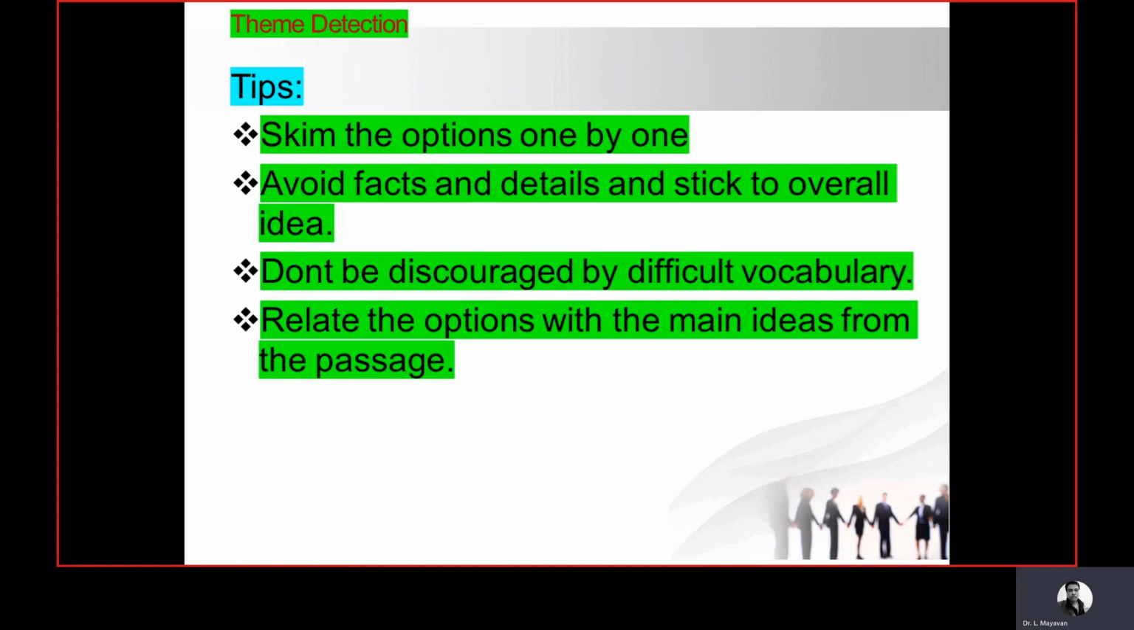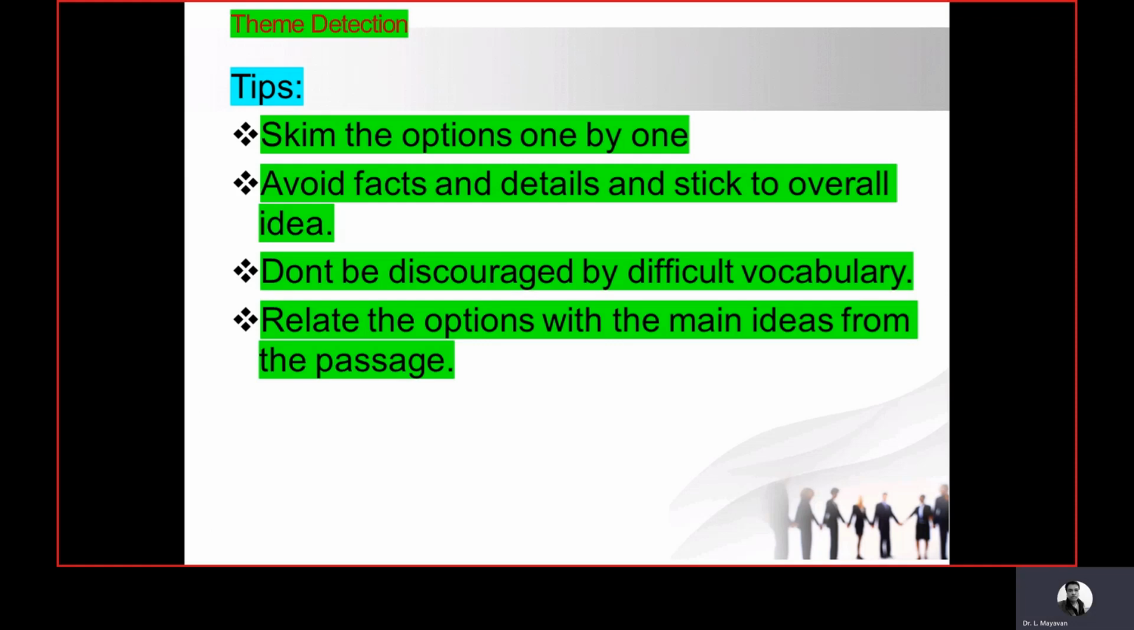And you will have to skim the options one by one. Very first, even before reading the passage, you will have to skim the options one by one. Avoid facts or detailed information and stick to the overall idea. You should consider what the overall idea conveyed in the passage is. And don't be discouraged by any difficult vocabulary. If you come across any difficult words which you are not able to understand, nothing to worry, you can move on and should not be discouraged.